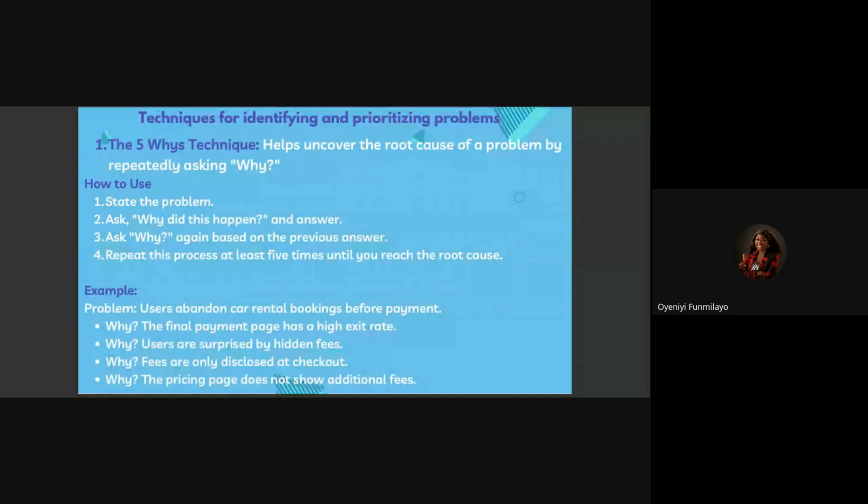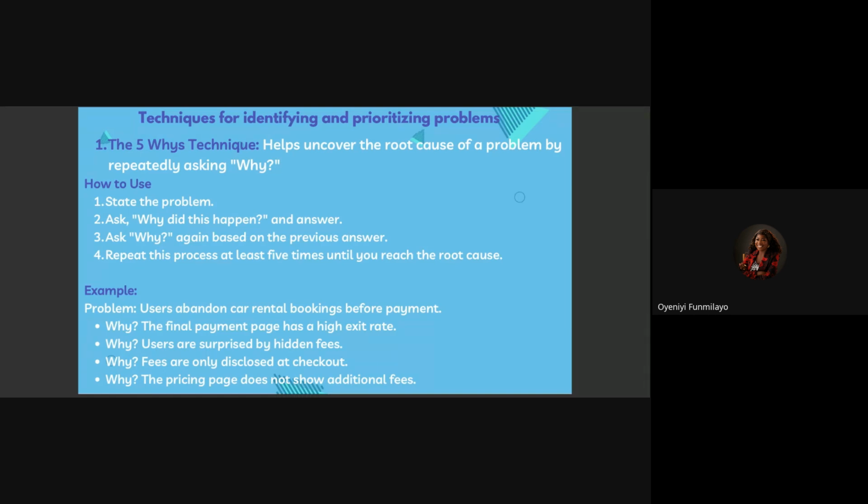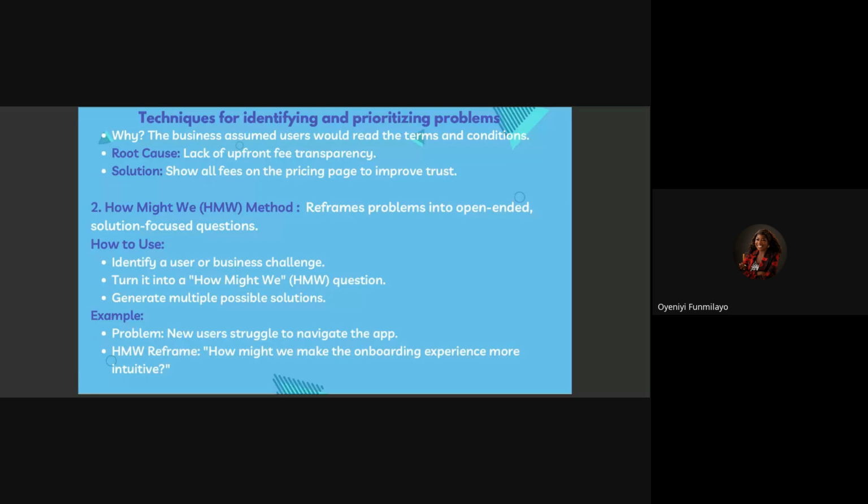Because fees are only disclosed at checkout. Why is the fee only disclosed at checkout? Because the pricing page does not show additional fees, right? Why does the pricing page not show additional fees? Because the business assumes users will read the terms and conditions.